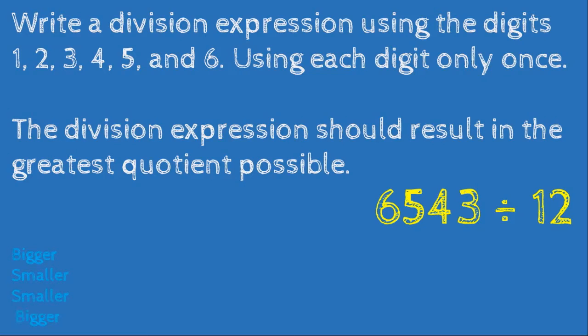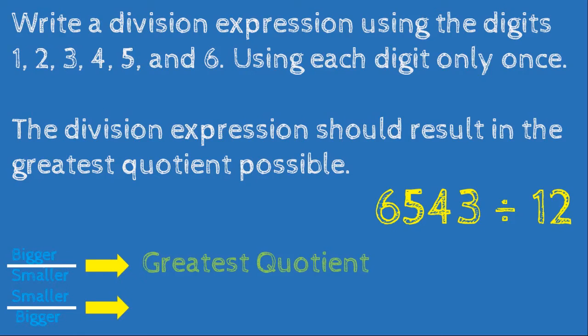Now, how do we know that? How did we know that 6,543 divided by 12 would result in the greatest quotient possible? Well, there are only two options we could possibly do with division. We can divide a big number by a smaller number, or the opposite, a smaller number by a bigger number. And in this case, if we divide a big number by a smaller number, it gives us the greatest quotient. If we had done the opposite, it would equal the smallest quotient.